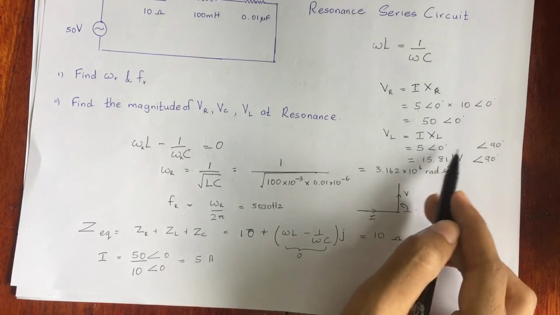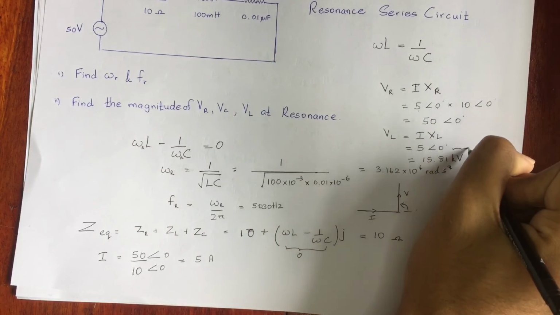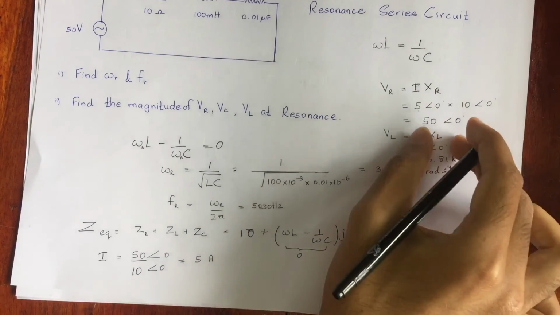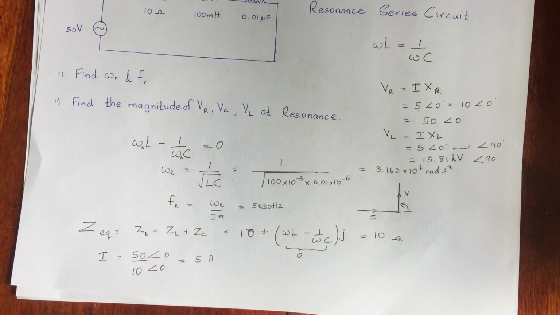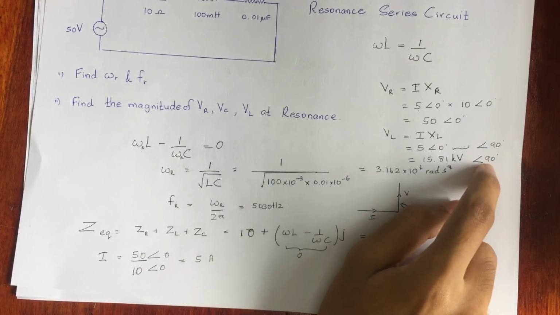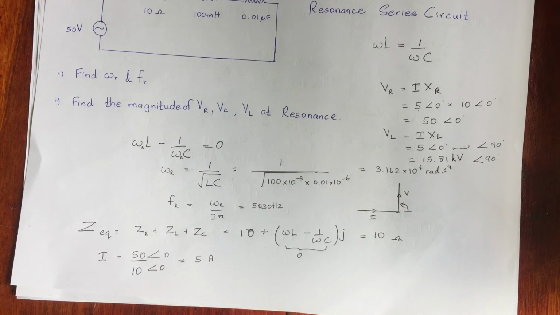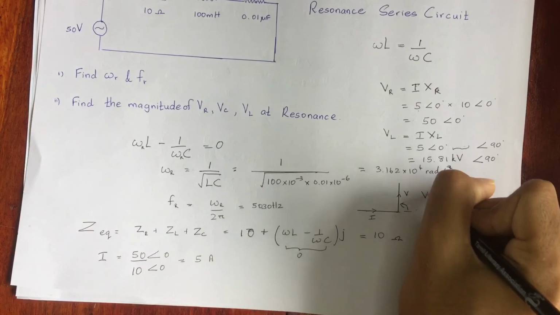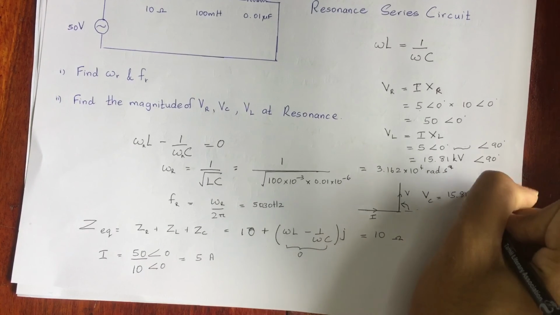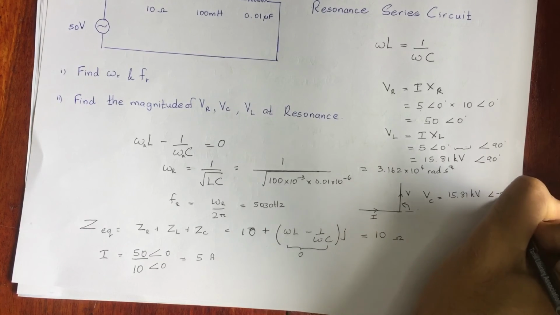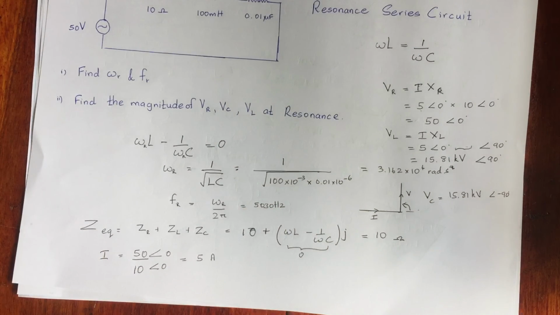So you need to add these two angles, and figure out the value of omega L, multiply these two and put it over here. Likewise, you can directly find VC. It's going to be equal to 15.81, because we knew that omega L is equal to 1 over omega C. However, the phase angle would be minus 90, so be careful with that. VC would be 15.81 kilovolt, but with a negative sign, which simply means it's minus 90.